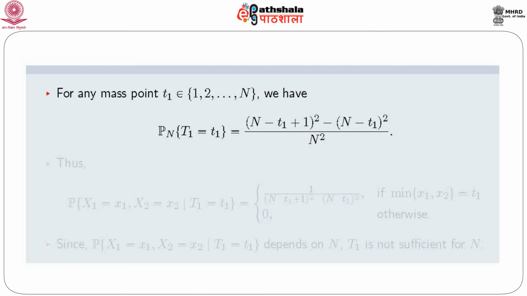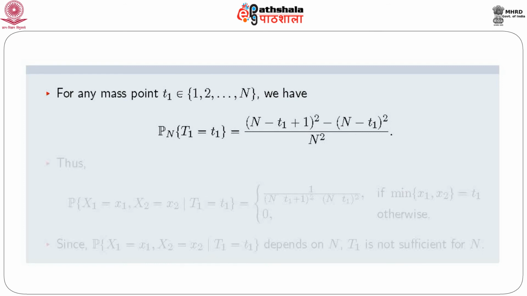This probability can be calculated as probability under N of T1 greater than or equal to t1 minus probability under N of T1 greater than or equal to t1 plus 1. And probability under N of T1 greater than or equal to t1 is equal to (N minus t1 plus 1) whole squared by N squared, because T1 greater than or equal to t1 can occur only when each of X1, X2 can take the values t1, t1 plus 1 up to capital N. And similarly probability T1 greater than or equal to t1 plus 1 is equal to (N minus t1) whole squared by N squared.